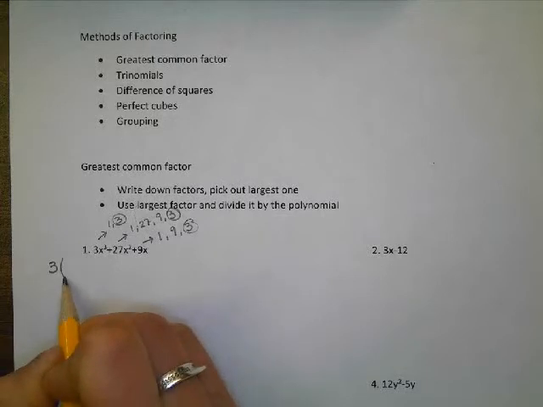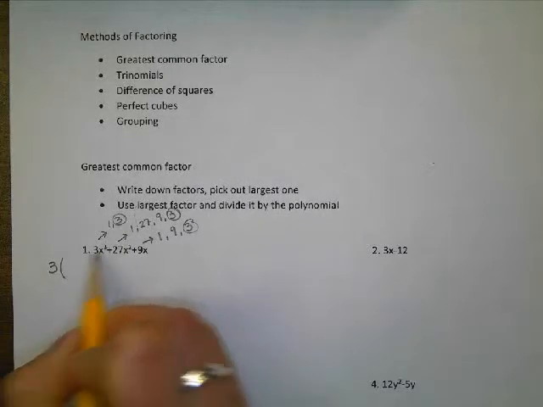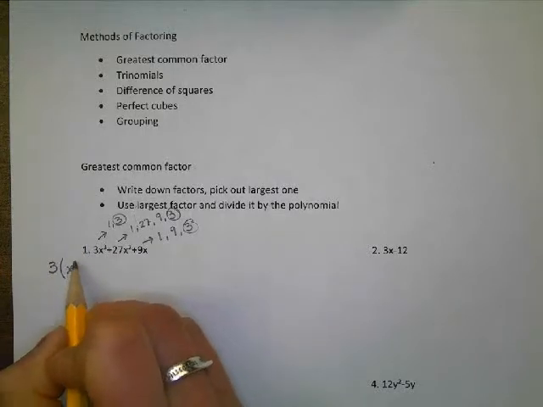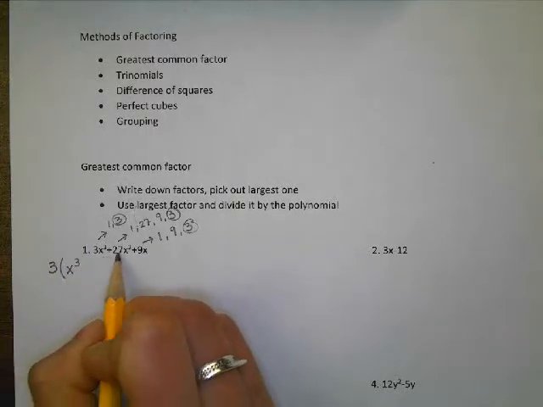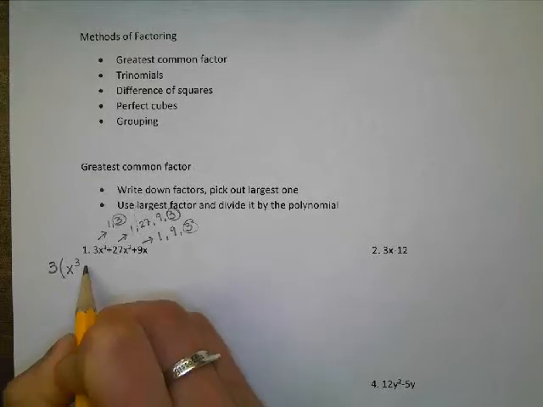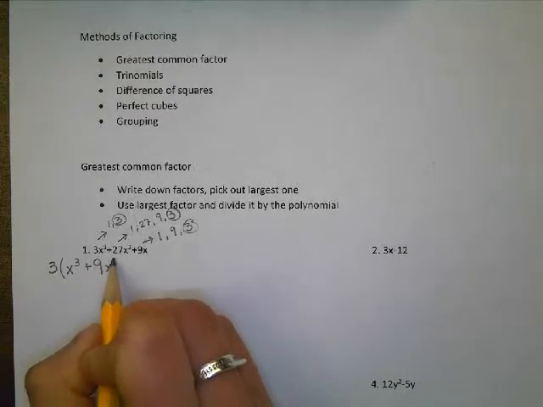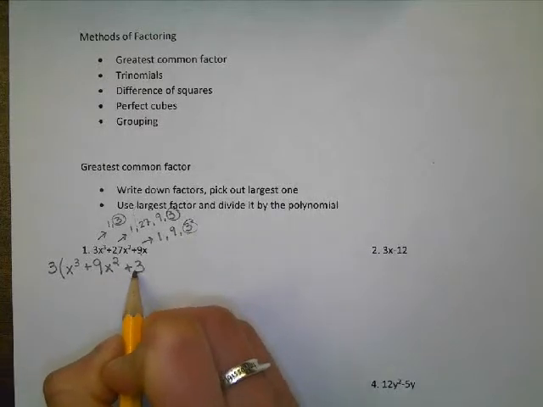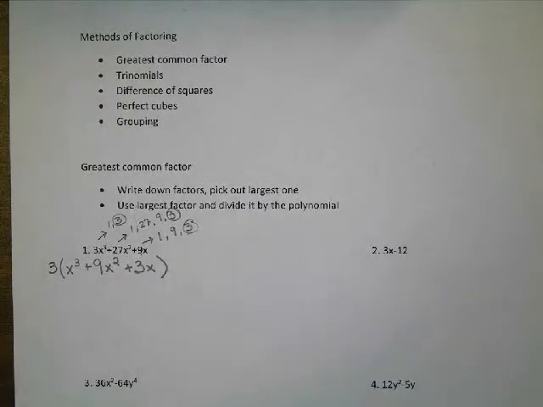So I'm going to write down the 3, and now if I take 3x cubed divided by 3, then that's just going to leave me with an x cubed. Then I take 27 divided by 3, that's going to be 9x squared. And then I take a 3 out of 9, 9 divided by 3 is 3x as well.